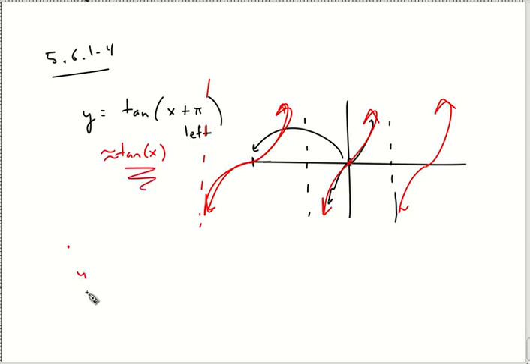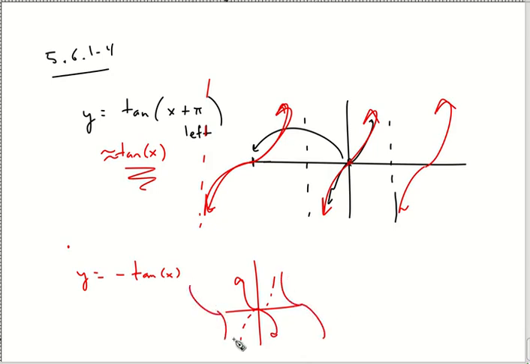Just saying. Next one, I got negative tangent of x. The negative in the front is flipping it upside down. So it was like this. Now it's like this. And of course, there's a lot more other ones with it too.